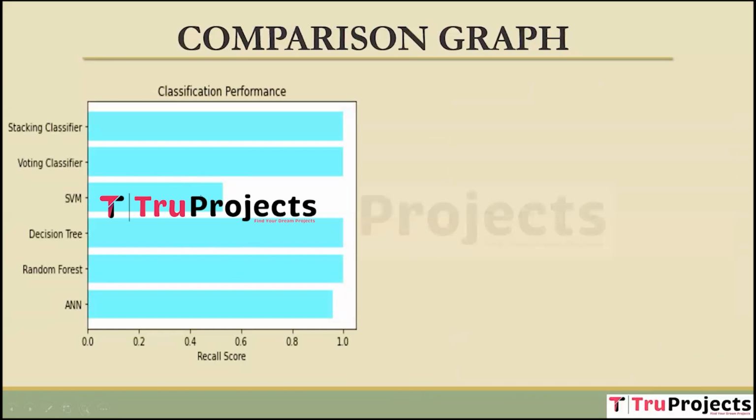This is the recall score comparison graph, where the x-axis represents recall score of a particular algorithm and the y-axis represents algorithm names. Recall is also known as sensitivity or true positive rate. It is a ratio of true positives to the total actual positives, measuring a model's ability to capture all relevant instances without missing any.